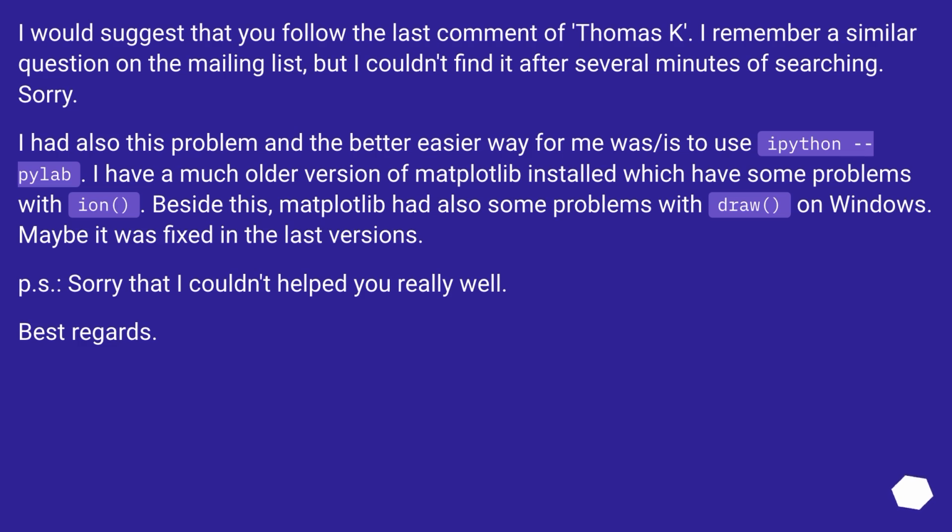I would suggest that you follow the last comment of Thomas K. I remember a similar question on the mailing list, but I couldn't find it after several minutes of searching. Sorry. I had also this problem, and the better, easier way for me was to use IPython Pylab. I have a much older version of Matplotlib installed which has some problems with ion. Besides this, Matplotlib had also some problems with draw on Windows. Maybe it was fixed in the latest versions. P.S. Sorry that I couldn't help you really well. Best regards.